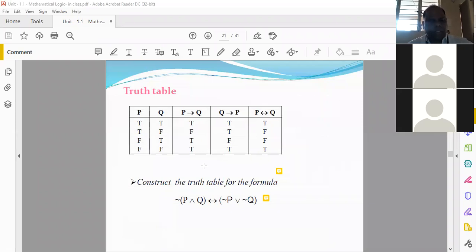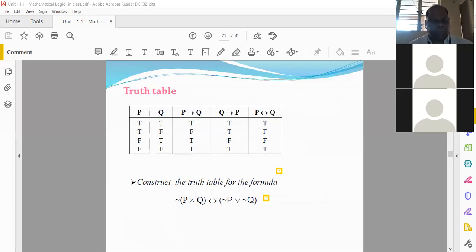Everyone please observe this point here: negation P or Q. This is an equivalence of P implies Q. Sorry, I want to mention once again, guys: it is an equivalence of P implies Q.